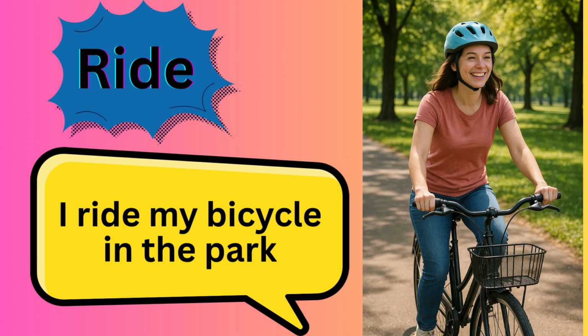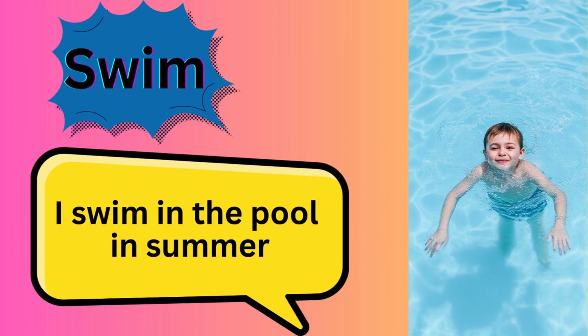Next action word is ride. Ride means to sit on something like a bike, scooter, or horse and go somewhere. Example, I ride my bicycle in the park. Next action word is swim. Swim means to move through water using your arms and legs. Example, I swim in the pool in summer.